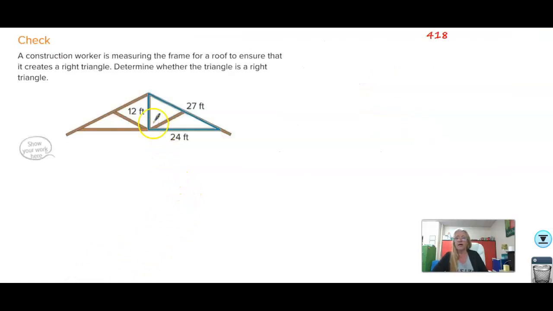All right, we're looking at the blue triangle here, and the construction worker wants to know if he has a right angle here. So we have 3 sides, 12, 24, and 27. The two shortest sides are the legs, so 12 and 24 must be the legs. And 27 would be the hypotenuse if it turns out it's a right triangle.